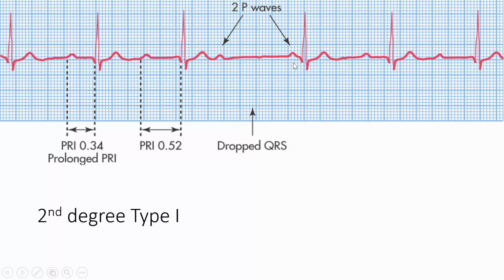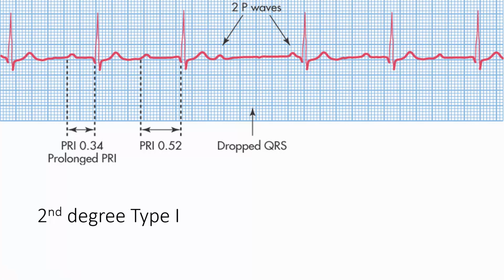So what happens is you go back here and you start over. So here's my P. Here's my PR interval right here. And then look at the next PR interval. Do you see how it's gradually getting longer and longer, and then it drops a beat? That is your key feature of your second degree type 1.